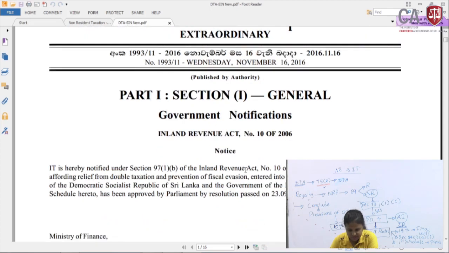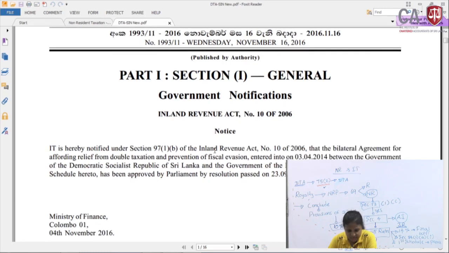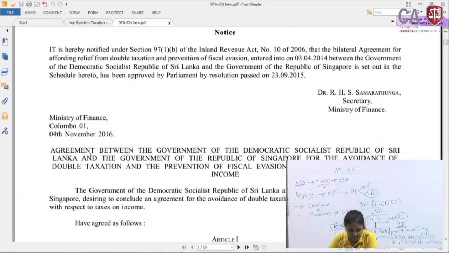See the gazette notification. It was even issued under the old Act, but it is valid. This is the agreement between the Government of the Democratic Socialist Republic of Sri Lanka and the Government of the Republic of Singapore. What is the purpose? For the avoidance of double taxation and the prevention of fiscal evasion with respect to taxes on income. Okay, the meaning is understandable. It is to avoid double taxation.